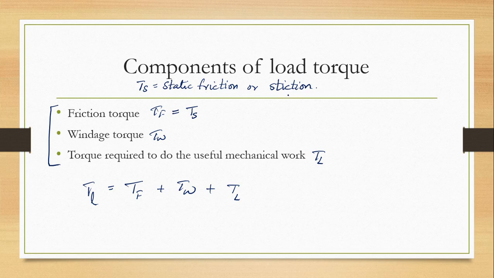Friction torque is divided into static friction or stiction. Then you have the viscous friction, so TV is the viscous friction. And then finally you have the last one, that is the Coulomb friction.